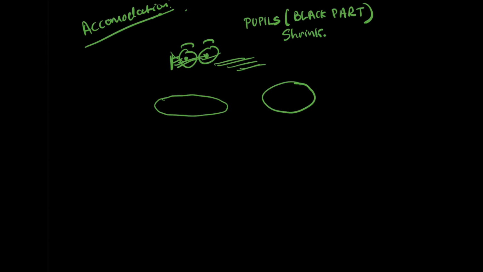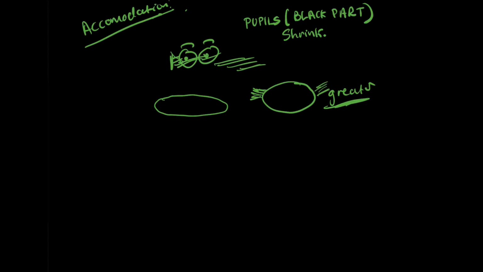So what you need to know is that when things get closer, the lens becomes more spherical and it has a greater refractory power, so it becomes greater. And this is controlled by the ciliary muscles. Remember we talked about in the first video, those ciliary muscles, they're going to contract and that's going to pull it back and it's going to create that shape.